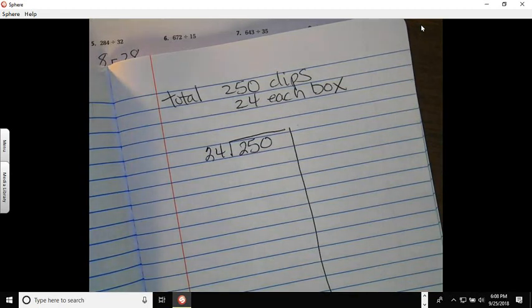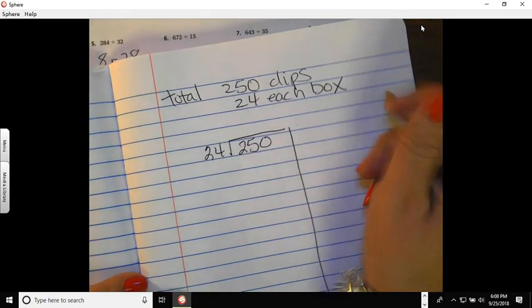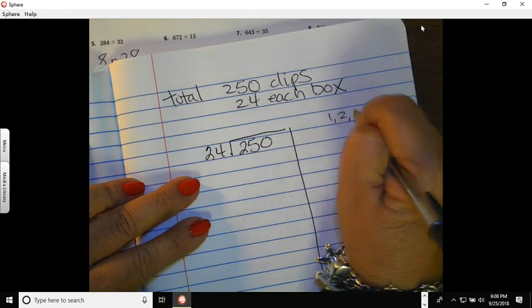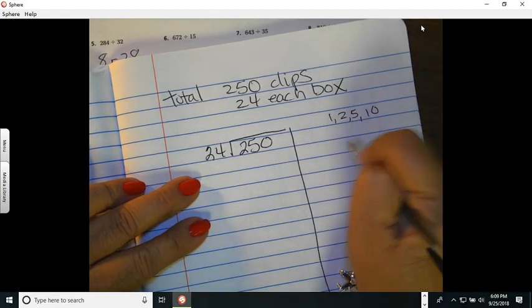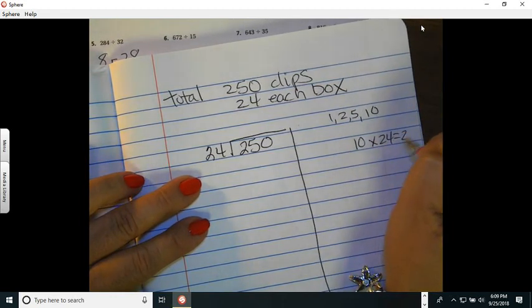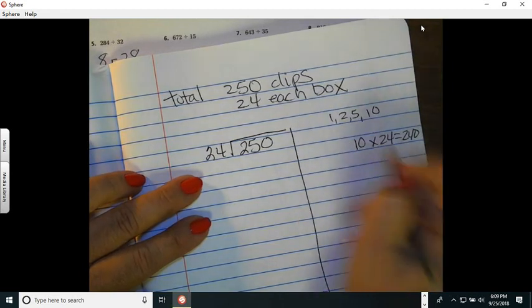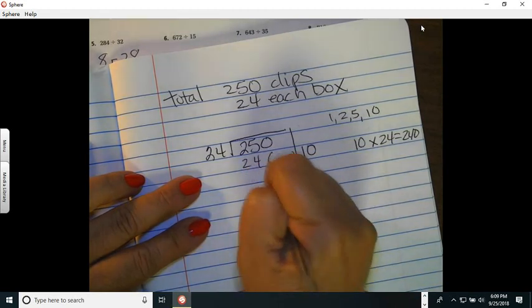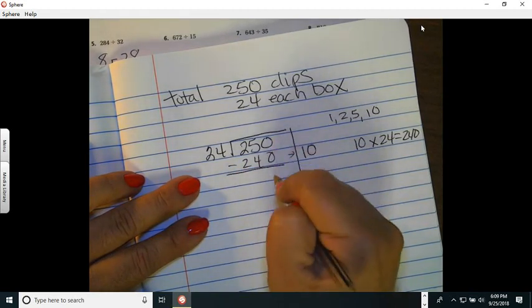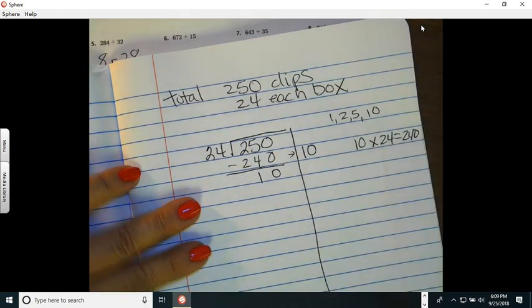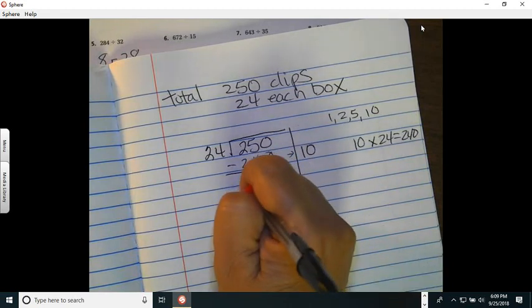Now if I want, I'm still doing my partial products. So I can do friendly numbers, 1, 2, 5, and 10. 10 times 24 equals 240. So I can put my group of 10 here. And I'm going to place my 240 here. Subtract out. That's 0. 5 minus 4 is 1. 2 minus 2 is 0. I can just leave it blank. Or 0 is my hero and hold the spot.